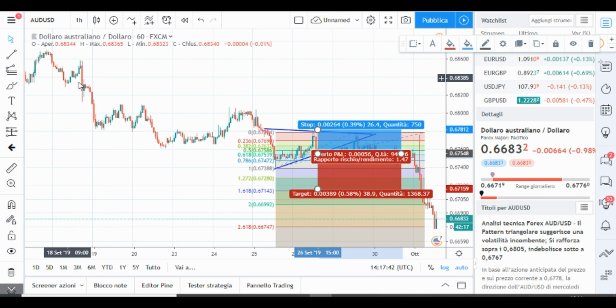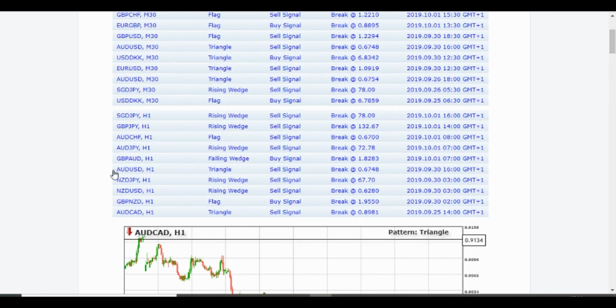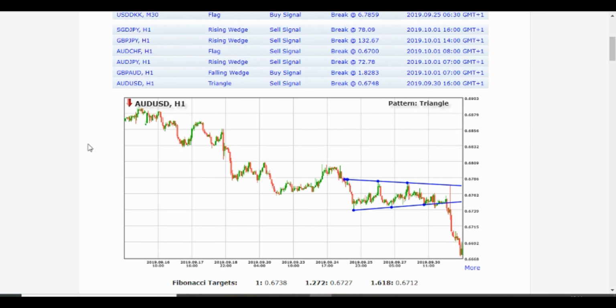Let's take a look at another one, the Australian dollar and the USD on the 1 hour time frame. Let me see if, yes, it's still here, because I will show you later another huge trade, but I'm not finding the chart here, but I saved the screenshot. Okay, so we have a triangle sell signal, break at 0.6748.